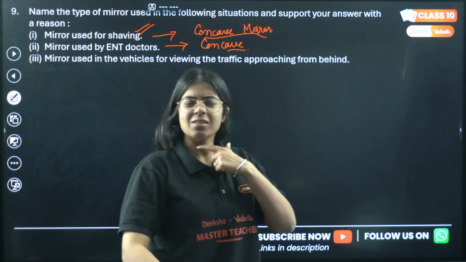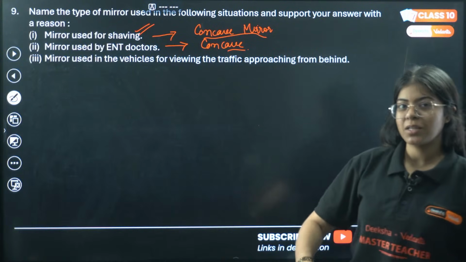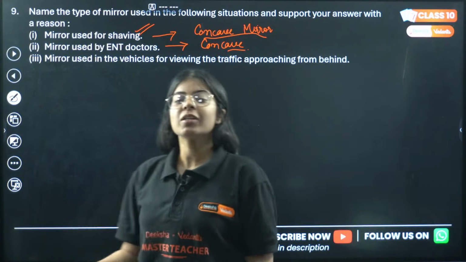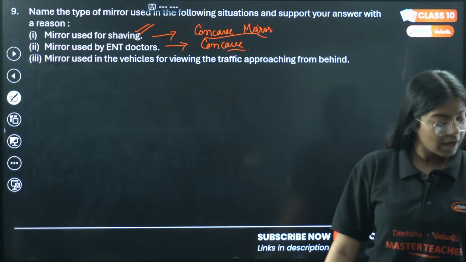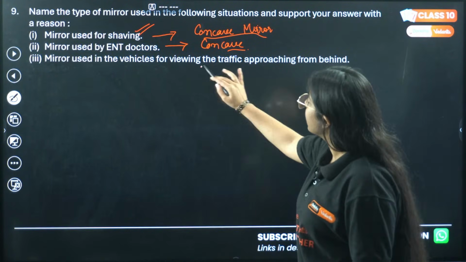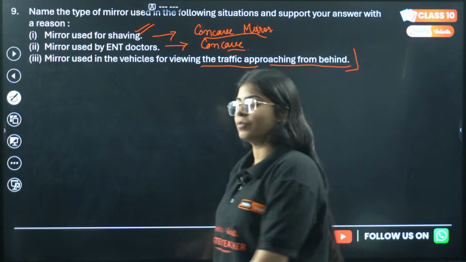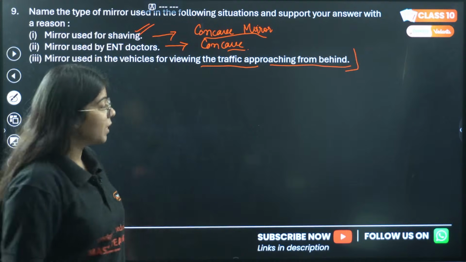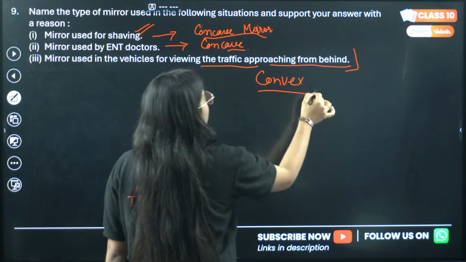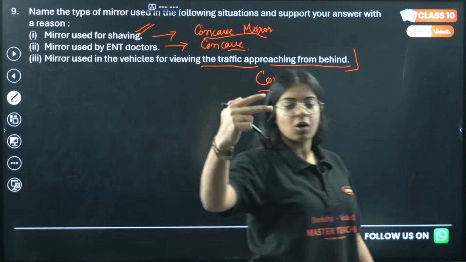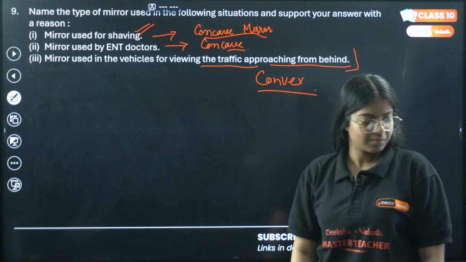ENT is basically throat, ear, nose and throat. So they want to see correctly what is happening inside your body. So that is a concave mirror. And the mirror used in the vehicles for viewing the traffic behind us is actually a convex mirror. We studied it many times. I even made a short for you guys so that you can remember. So the answer will be concave, concave, convex. Correct? Radhe is correct. Third is convex.